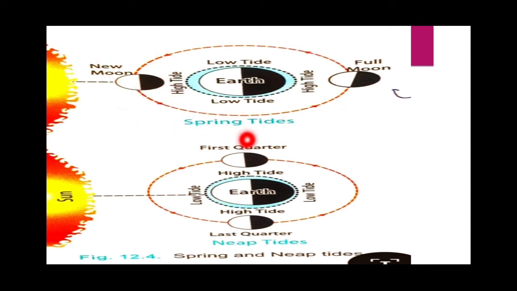So during opposition as well as during the conjunction, both the phenomena, when the sun, moon and earth come in a straight line, then spring tide occurs. Why? The reason is, the moon is much closer to the earth and its gravitational pull is maximum. The sun is very far, so its gravitational pull is not so much.